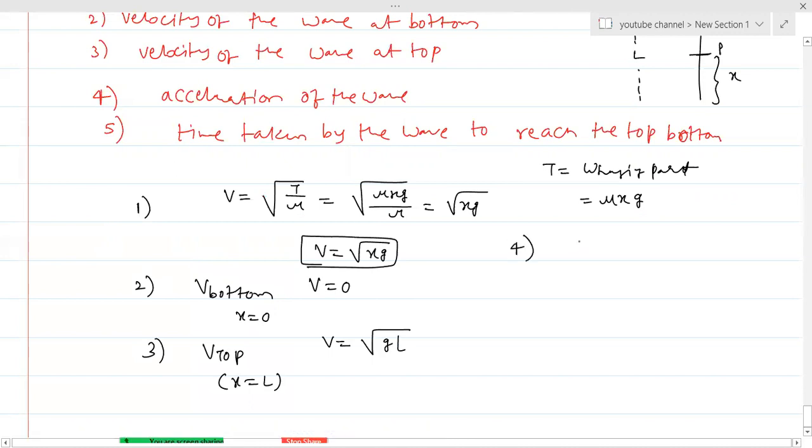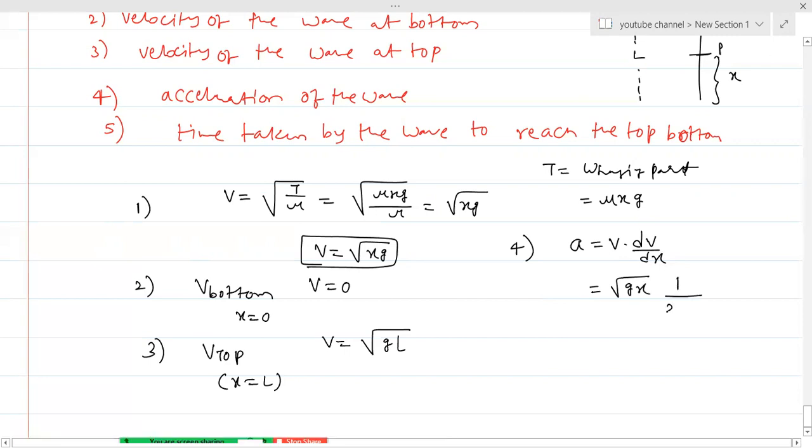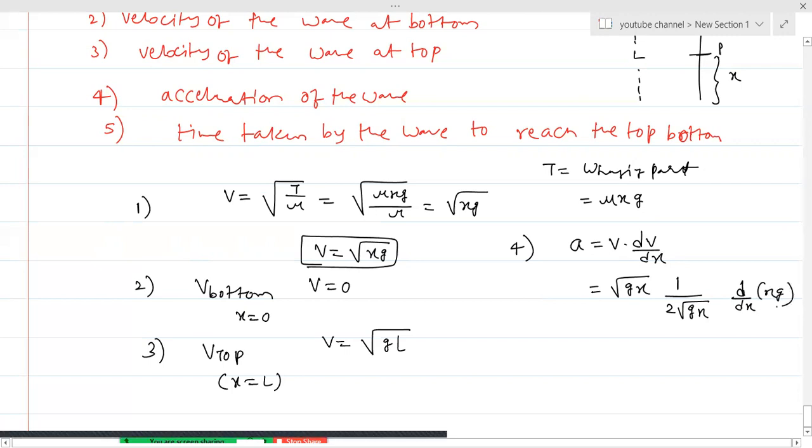And fourth one, acceleration. As the velocity is a function of x, generally we have a equivalent to v into dv by dx. In that case, we are taking velocity as root gx, and dv by dx means 1 by 2 root gx times g. Again for the gx, we need to take the differentiation. So finally, we will get acceleration equivalent to g by 2.